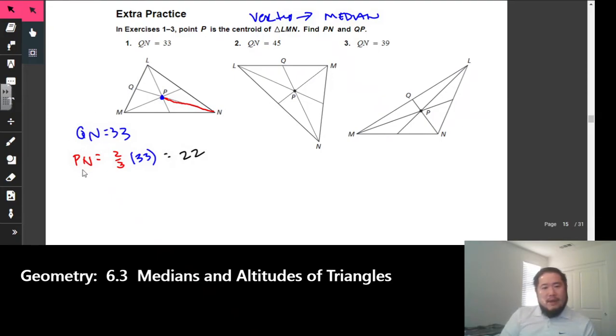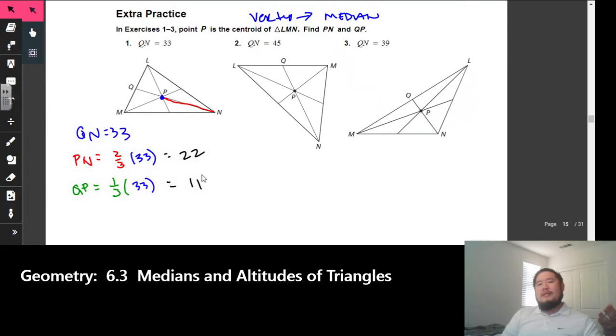Next up, I need to find Q to P. So Q to P right here ends up equaling, look, that's the 1/3 segment. So how about we take 1/3 of the whole entire thing, which is 33 once again, and that ends up equaling 11. Hey, add these two up, 22 plus 11, there you go, it is 33. Works out nice. All right. You could just take 33, subtract 22 to find the remainder part.